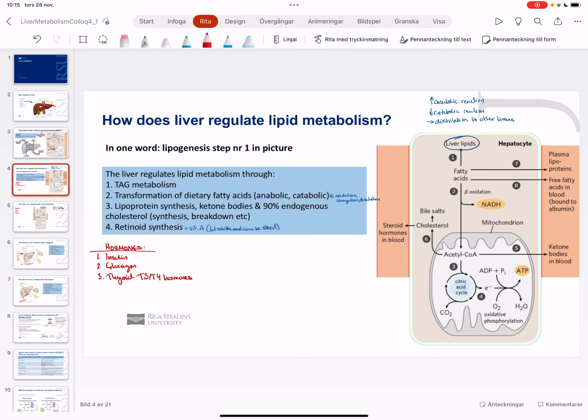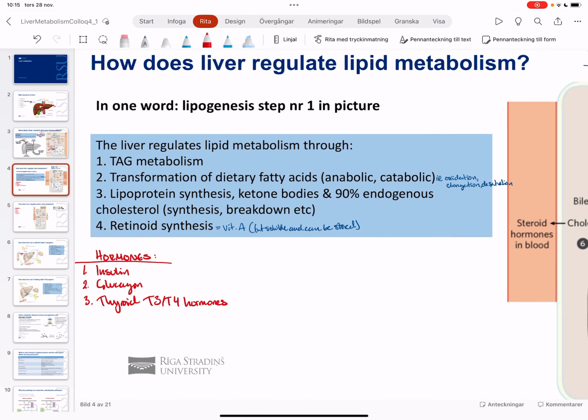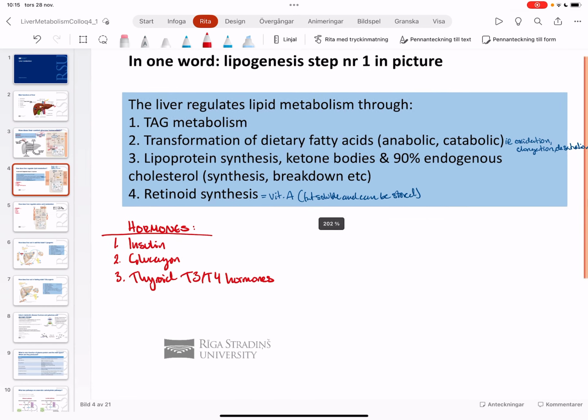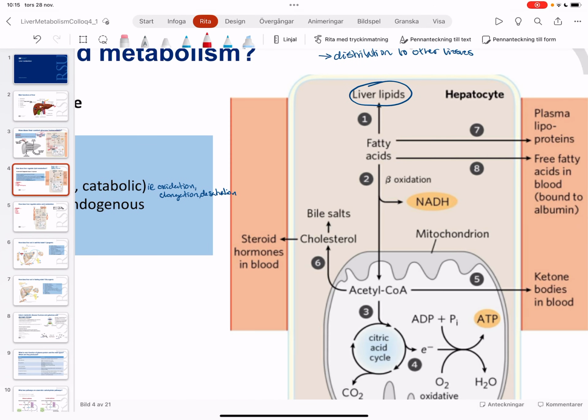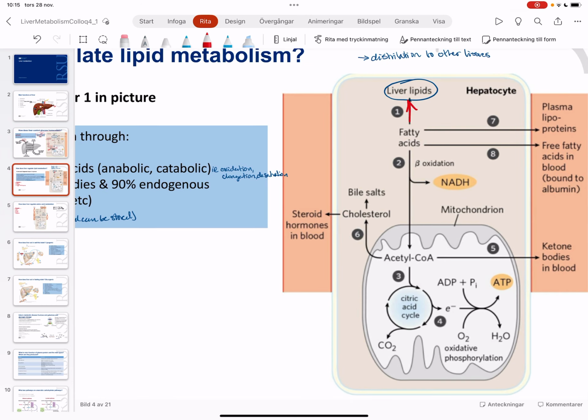So how does the liver regulate lipid metabolism? Kind of in a similar manner. We have 3 important hormones, which in this case are insulin, glucagon, and thyroid hormones. In the case of insulin, we will make liver lipids. As you can see here in step number 1, we will make liver lipids. If we have glucagon or the thyroid hormones, then we will do beta oxidation. We will get acetyl coenzyme A. We will make cholesterol and bile salts if we have insulin present.